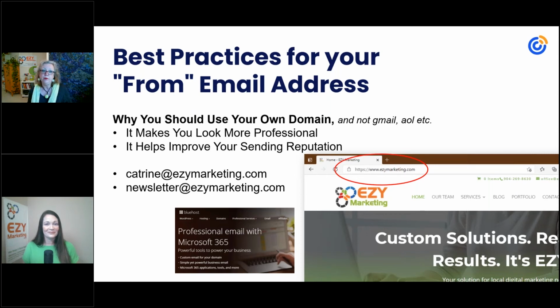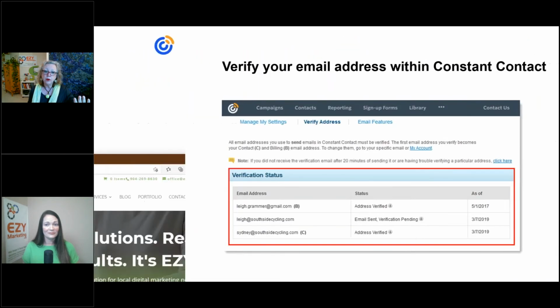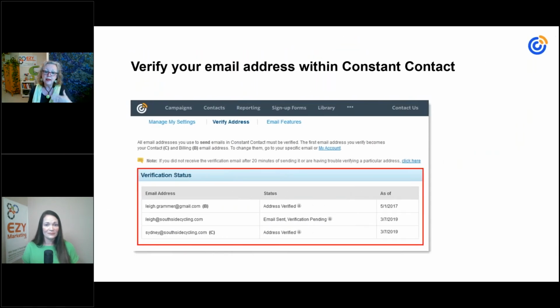But it is important. When you send things out, another part you have to do is the email has to be verified. So you can't just put any email address. Constant Contact wants to know that the sender email actually exists. So you need to do a verification of the email address. And I'm going to jump right into a demo and show you how that is done.